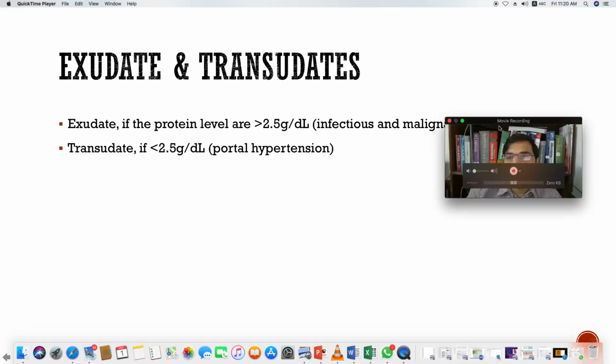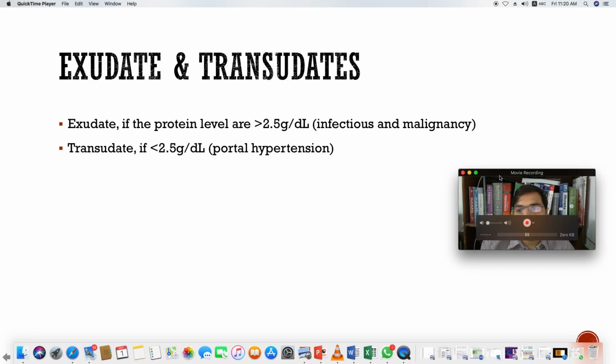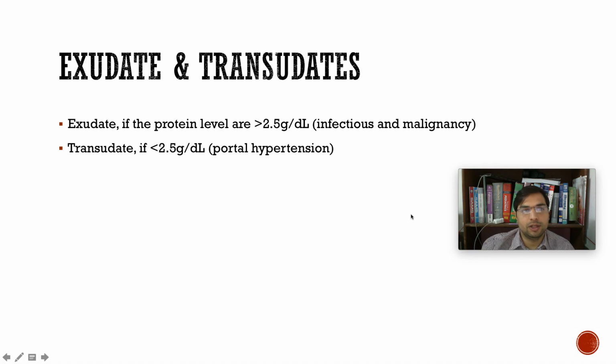Then this ascitic fluid is labeled as exudate or transudate, right? Exudate or transudate. Now what are these exudates and transudates? The ascitic fluid is labeled as exudate when the total protein levels are greater than 2.5 grams per dl, and it is called transudate when the protein levels are less than 2.5 grams per dl, right? So basically the exudates are because of infections and malignancies, right? If there is infection or malignancy, the fluid is mostly exudate. The causes of exudates are infections and malignancies. And transudates, mostly the cause is portal hypertension.